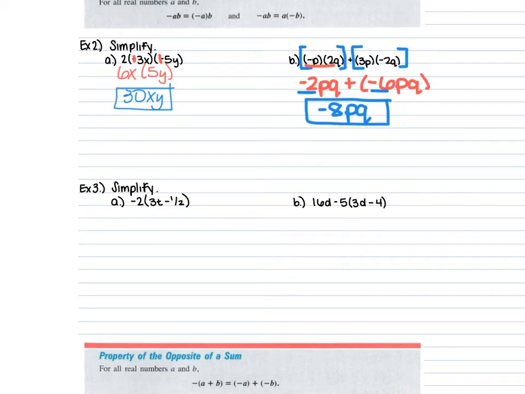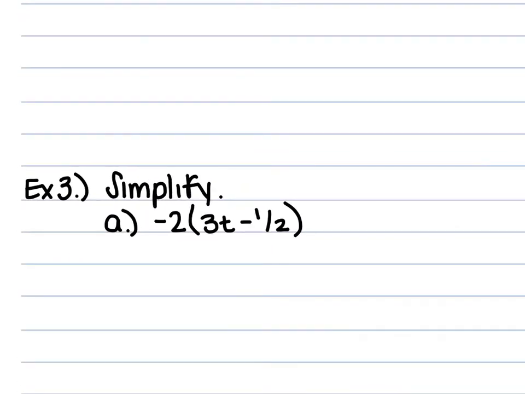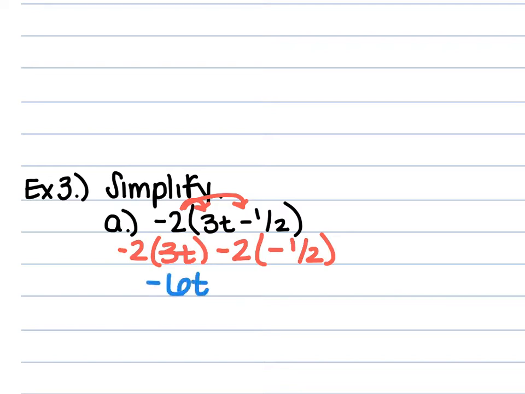If we look at example 3, we're now distributing here. So for A, we have negative 2 times 3t minus 1/2. That negative 2 we're going to distribute in. So we're going to do negative 2 times 3t, as well as negative 2 times negative 1/2. Remember, the sign in front of the number stays with the number. So the negative 2 times 3t is going to give us a negative 6t. And a negative 2 times negative 1/2 is going to give us a positive 1.